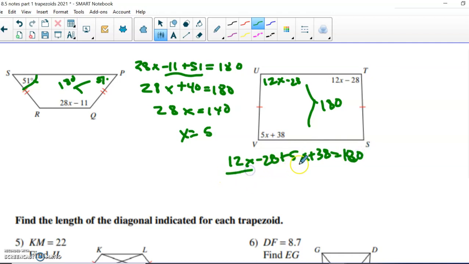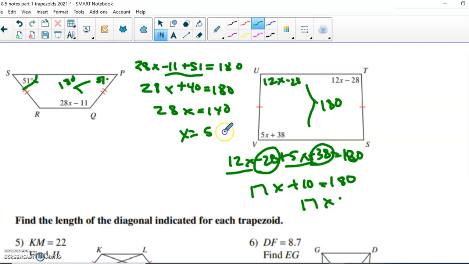I'm going to combine my like terms together, 12x and 5x. I'm going to combine negative 28 and positive 38 and give us 10. I'm going to subtract 10 from each side. Divide each side by 17, so it looks like x is 10 in this case.